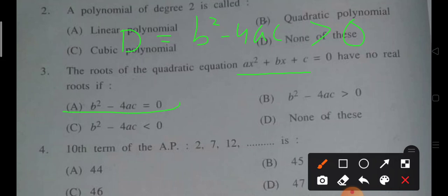So the first option is not correct because it will have real solutions in this case, and those will be real and distinct. So this is not correct. Second one, it will have real solutions, real and distinct. This is also not correct. So the third one is correct. So the fourth will be incorrect. So we have option number C for this. Let's move across to the next one.